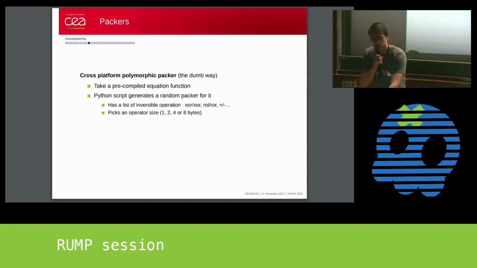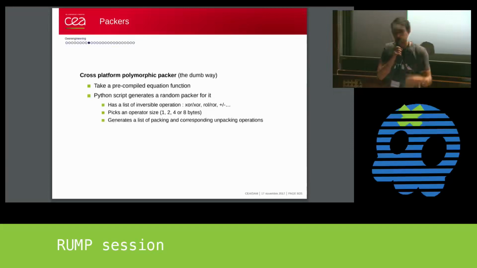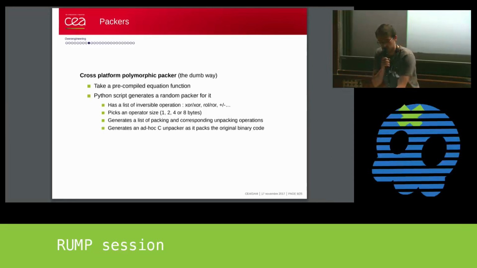First we pick an operator size, because we can apply this operation on 1 byte, 2 bytes, 4 bytes, or 8 bytes, which generates different shapes of code. And then we generate a list of random pairs of instructions that give, at the end, a packer. In parallel, we apply the packing instruction on the original blob so that we can have loads of different packers. And yes, we generate C code because it has to compile later for 4 different architectures.